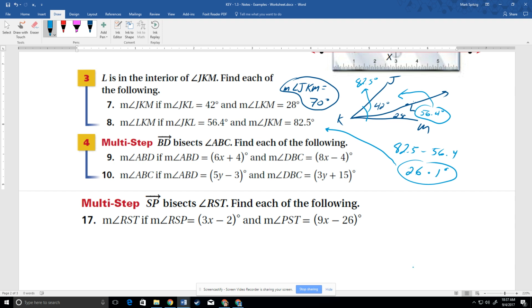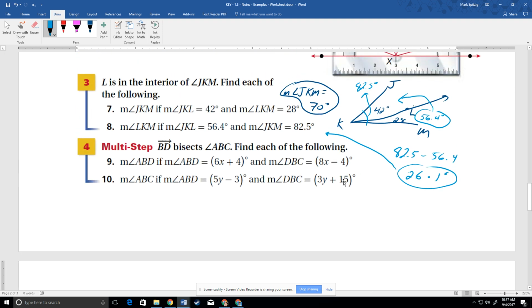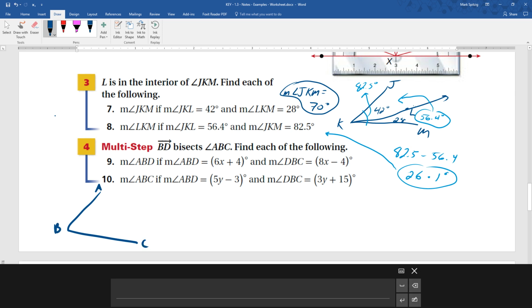Okay. All right. So now we're getting into some bisecting problems. So maybe we're going to need the space here. So I'm going to draw this out down here for number 9. Let's make this a little thicker and we'll make it a darker color so I can see. So we have angle ABC. And in this case, it actually bisects. Bisects doesn't mean just in the interior.